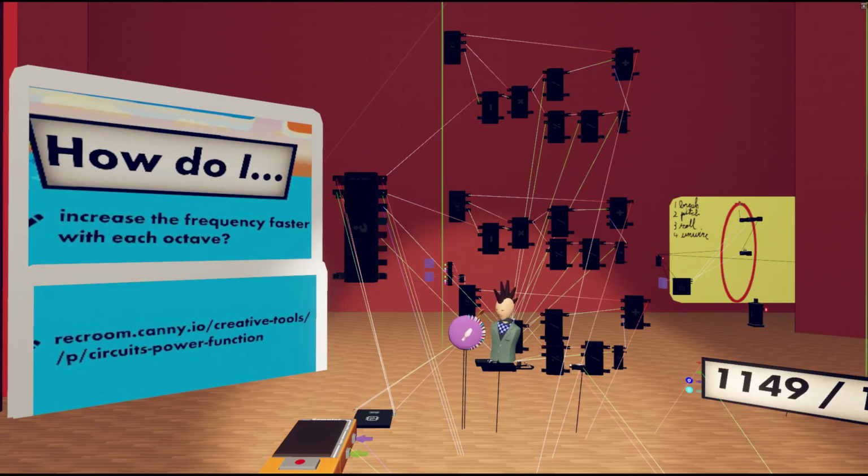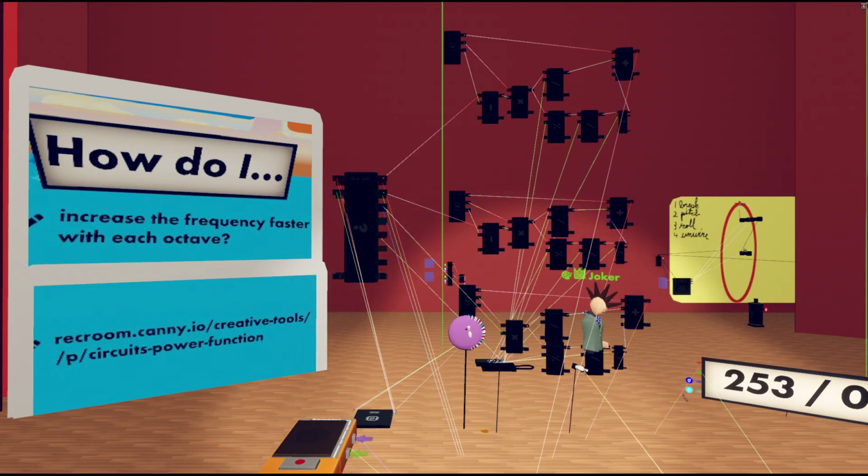I was gonna play Epona's song. Let me give that a try. That's a little slow, but it worked. All right, so that's the theremin.